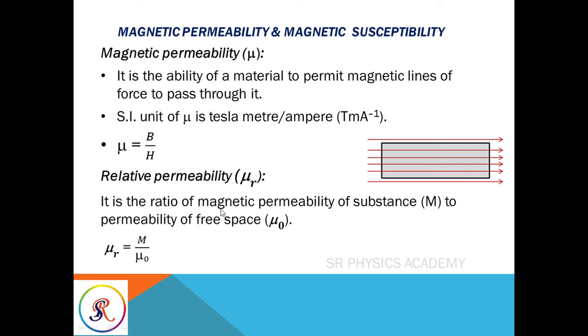Relative permeability is denoted by mu R. It is the ratio of the magnetic permeability of a substance to the permeability of free space. The permeability of various magnetic substances can be compared with one another in terms of relative permeability mu R. So this is the ratio of permeability of the medium to the permeability of free space.